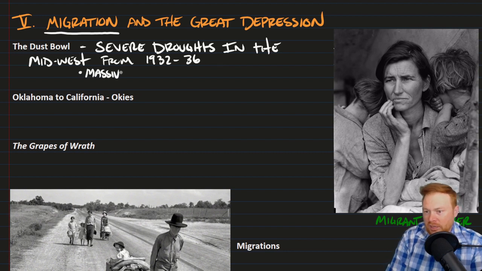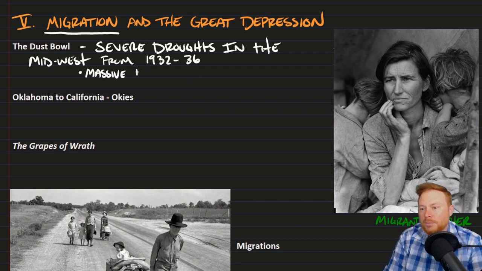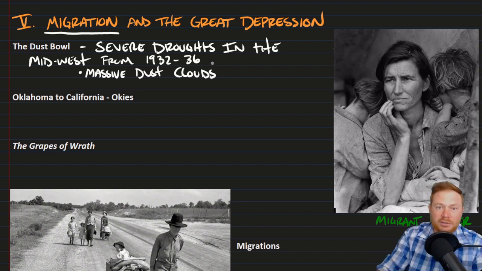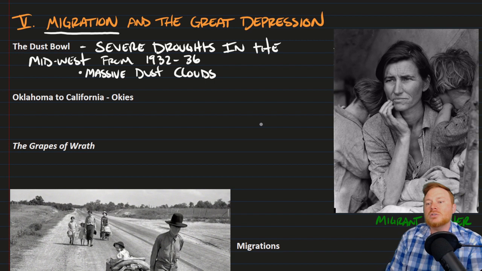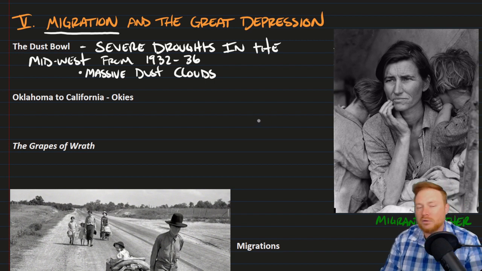Your textbook doesn't have any images here, but you could probably go and look them up on your own. But the top layer of soil was very, very dry, almost dust or sand like, and then huge windstorms would blow the dust into the sky, more or less blacking it out. And so a combination of an already problematic economy and extra dry seasons meant that if you were a farmer in the Midwest region, you had to go find a new place to live.